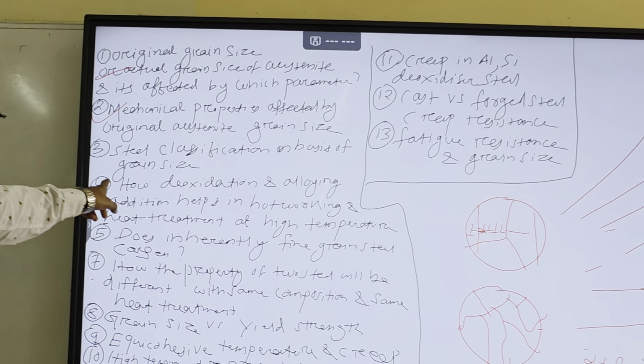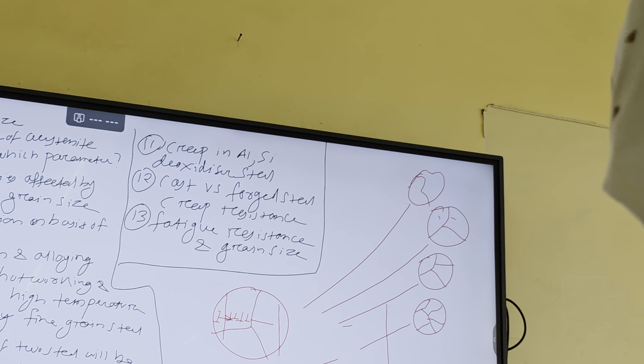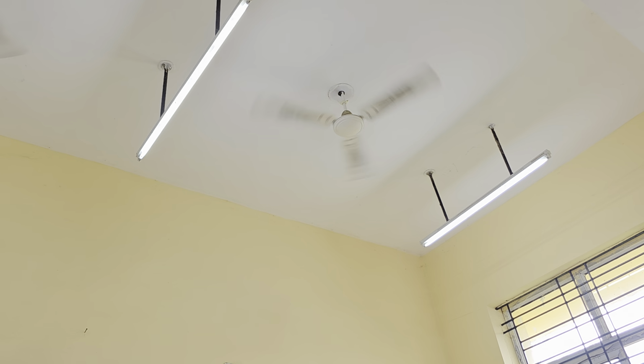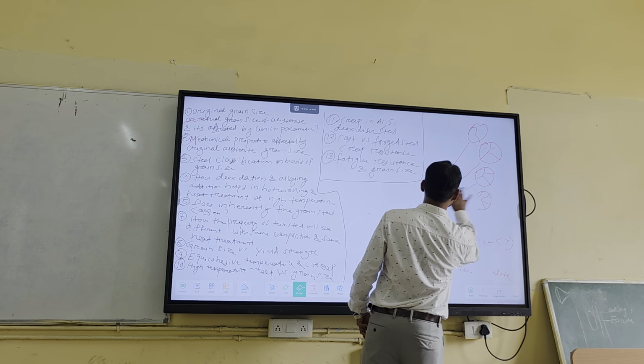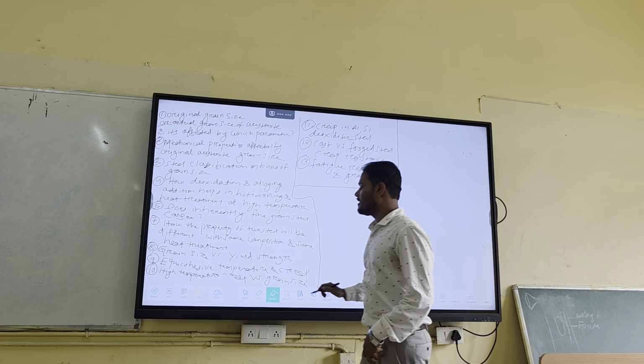Okay, this is important. You might get a question from this. Steel classification on the basis of grain size, whether the grain is coarser, finer or whatever. So we can have a classification of steel. That is called inherently fine grain. One steel is called inherently fine grain steel, the other inherently coarse grain steel. You can write: two kinds of steel, inherently fine grain and inherently coarse grain.